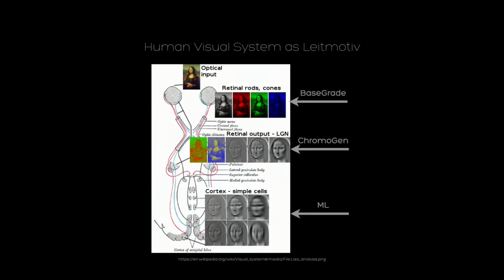But when the signal is processed in the visual system, it's decomposed into different feature spaces, different representations, and we chose a so-called opponent representation for the ChromoGen plugin. So it's not working in RGB or in LMS, but in one of those newly developed opponent spaces.